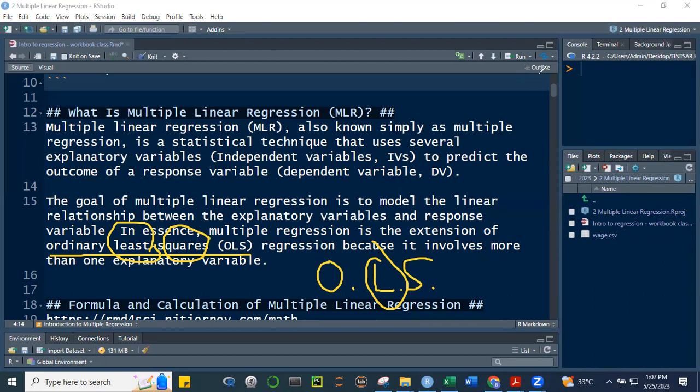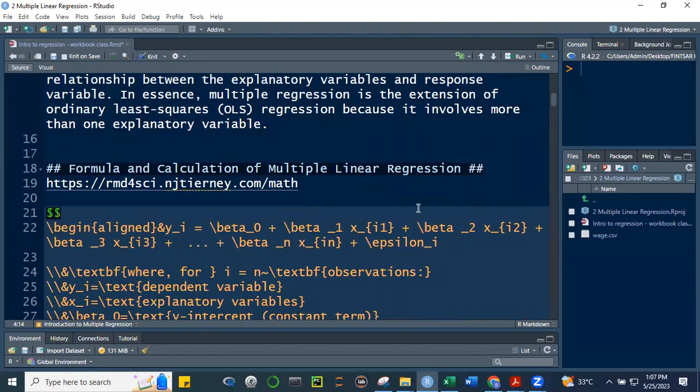All right, now the formula, okay, let me clear first. Okay, now let me introduce to you something that's called LaTeX. Okay, so let's show this first, Control C.